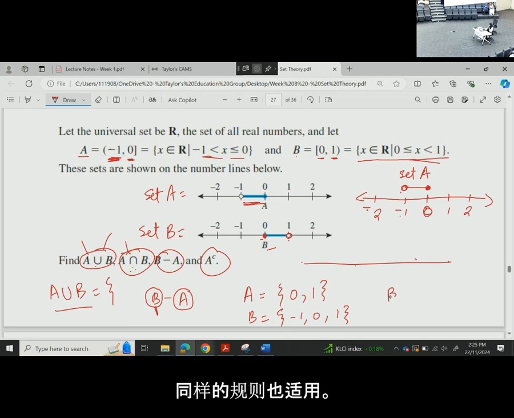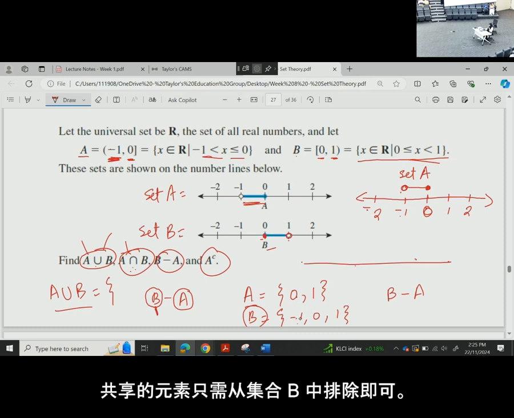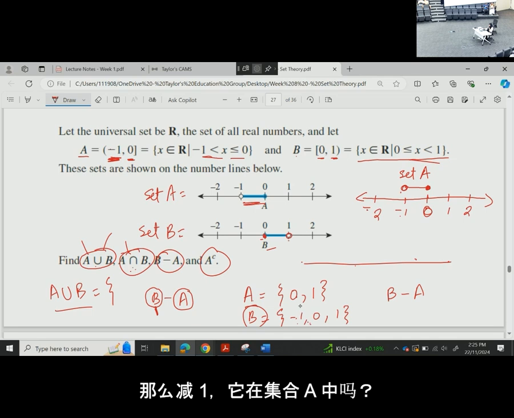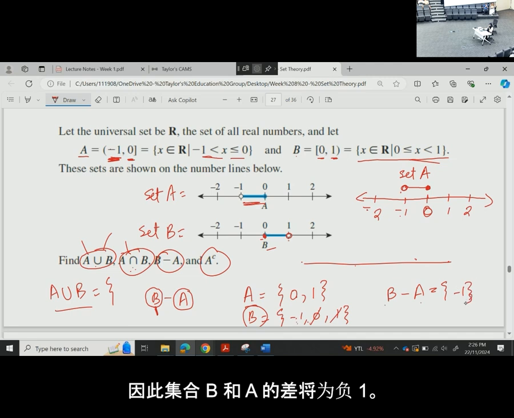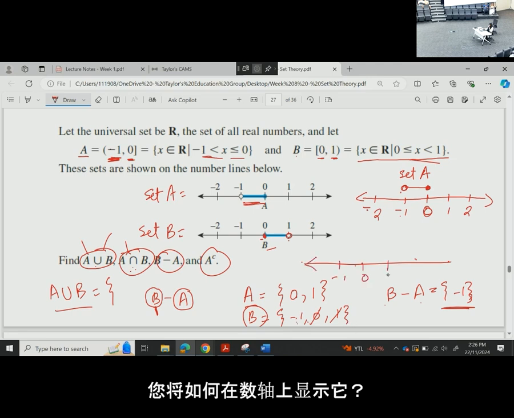Now you have to find out the difference. The same rule will apply. Focus on this set. Check whether the elements are shared with set A or not. The elements that are shared, just exclude those from set B. So -1, is it there in set A? No, right? So in the difference, include it. Then 0, is it included in set A? Yes, so skip it. 1 there, yes, skip it. So the difference of set B and A will be {-1}. And this you need to show on the number line. Okay? Is it clear? How will you show it on a number line? Only -1, so a closed circle.